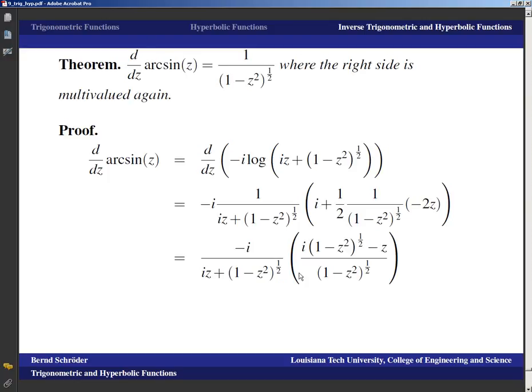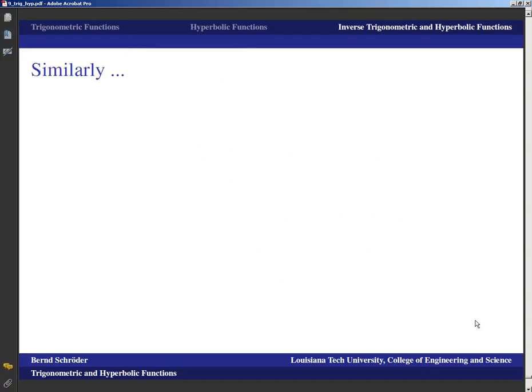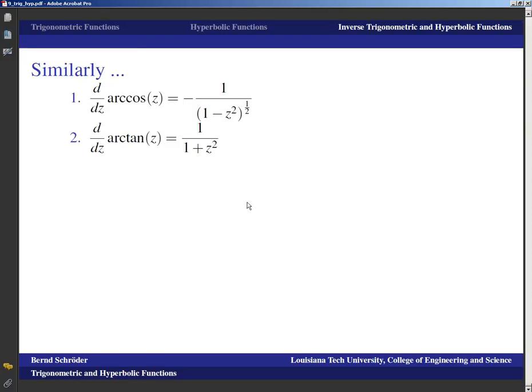So that means the numerator cancels against this part of the denominator, and the derivative is 1 over (1 minus z squared) to the 1/2. Again, a formula that we certainly remember from calculus for functions of a real variable. And similarly, all the other differentiation formulas stay the same. The derivative of the arc cosine is negative 1 over (1 minus z squared) to the 1/2. The derivative of the arc tangent is 1 over 1 plus z squared. And that is already it.